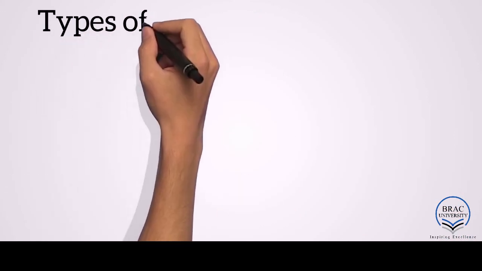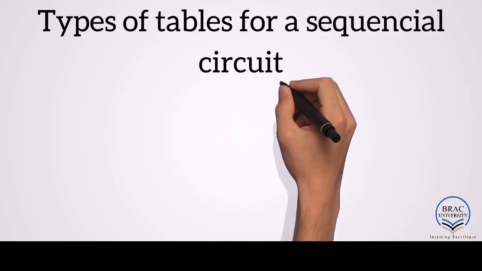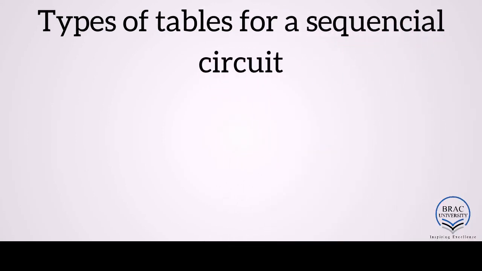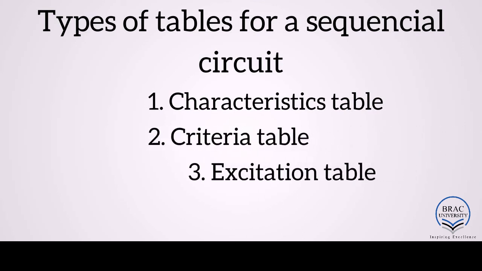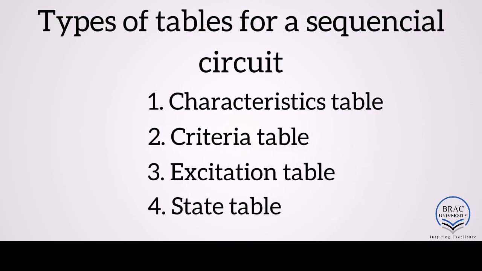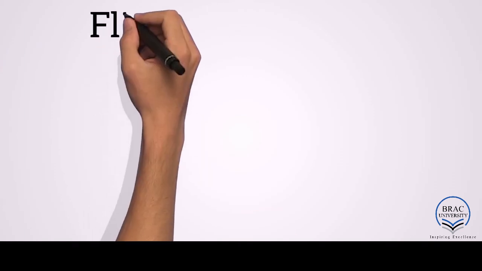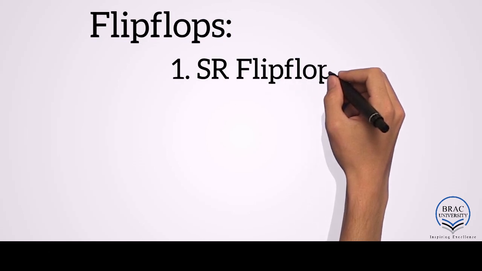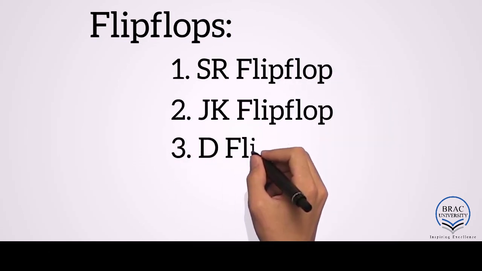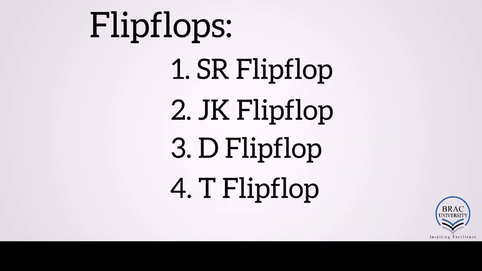Now there can be 4 types of table for a sequential circuit. These tables are characteristics table, criteria table, excitation table, and state table. We will discuss these tables in detail in our next videos. Now, we will cover 4 types of flip-flop. These are set reset flip-flop, JK flip-flop, D flip-flop, and T flip-flop. So in the next video, we will get a basic idea of these 4 types of flip-flop.